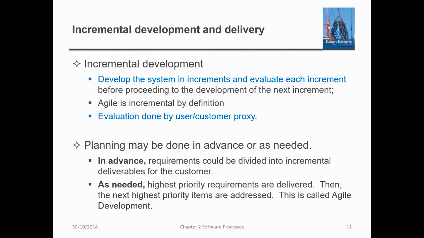You can do this in two different ways. One would be planning in advance, dividing things into incremental deliveries, and that's how the managers like to do it because they like to have a plan. Or it can be as needed, where the highest priority requirements are delivered and each highest priority element is addressed, and we use that model when we use Agile development.